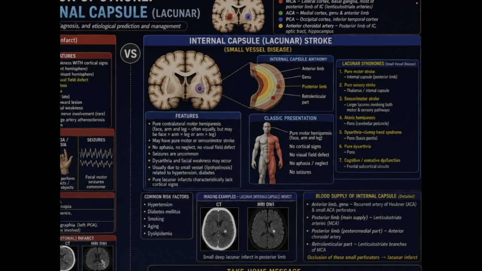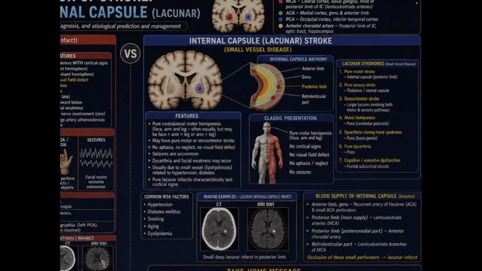Pure lacunar infarcts characteristically lack cortical signs. So here the cortical signs will be absent. There is no aphasia, neglect, visual field defect, apraxia, agnosia, seizures or cortical sensory loss. All these are uncommon with internal capsule stroke.